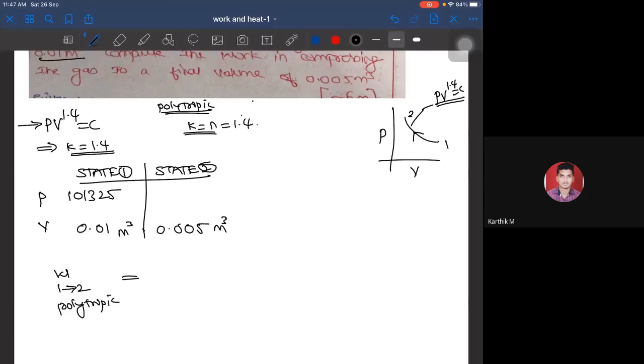So P1 is known, V2 is known. First of all, how do I calculate the work done from 1 to 2, which is polytropic? Yes, Amrut. Okay. So how do I calculate the work done from 1 to 2, which is polytropic? What is the expression to calculate the polytropic work done from 1 to 2?